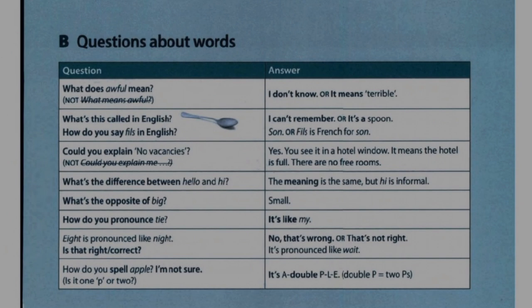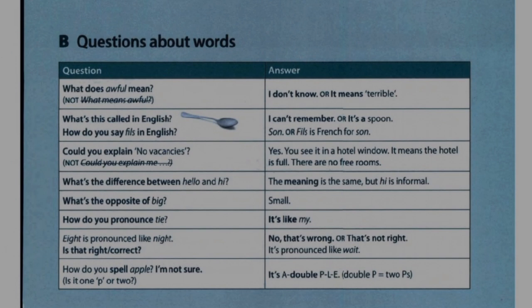Okay, the next question is, for example, there is a picture or there is an object. You want to know what's the word for it in English. You say, what's this called in English? I can't remember. Or it's a spoon. Or you can say, how do you say fils in English? Fils is a French word. Son, or fils, is French for son. You can ask about a word in your own language and ask about the word for it in English.